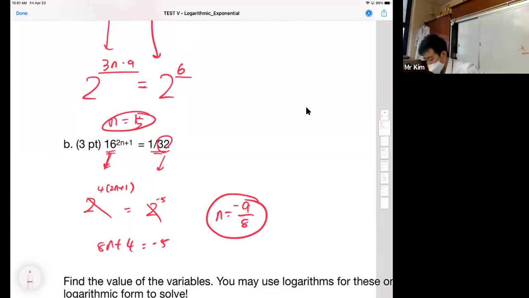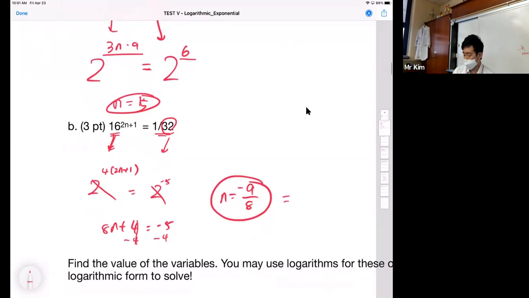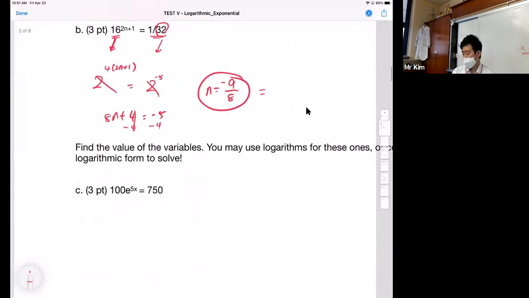I'm sorry, negative 9 over 8, my fault. So subtract the negative 4. If you put it in a decimal format, it's totally fine. I gave you credit for it nonetheless. So those two are the answers. This one.